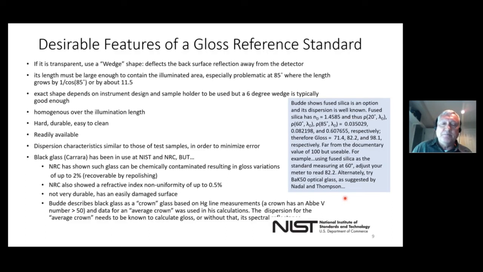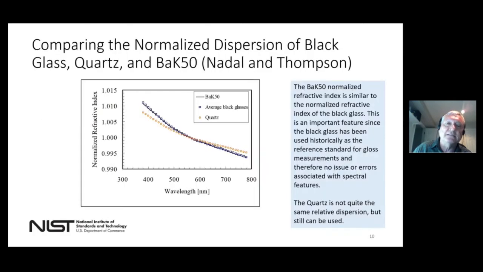So instead, it would be best to find an alternate material closer to the documentary standard, which Nadal and Thompson found, and that material is the BAK50 optical glass. So this is a plot of the normalized refractive index for the BAK50, the black glass, and the quartz, and this plot was taken from Nadal and Thompson. This is all normalized to the refractive index of each of the materials at 560 nanometers.